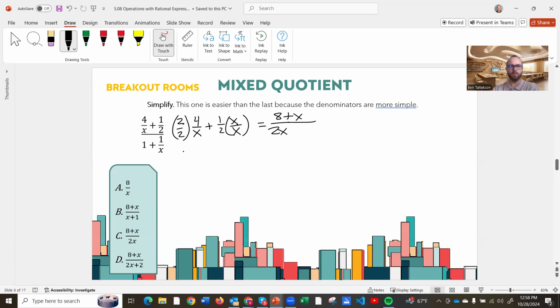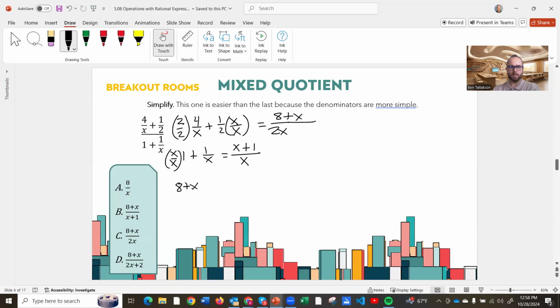And then we have 1 plus 1 over x. Well, this denominator of 1 is just 1. So we know we're going to need to multiply that times x over x. So you get x times 1, well, that's just 1x or x, plus 1 over x. Not too bad yet, right? Pretty simple.